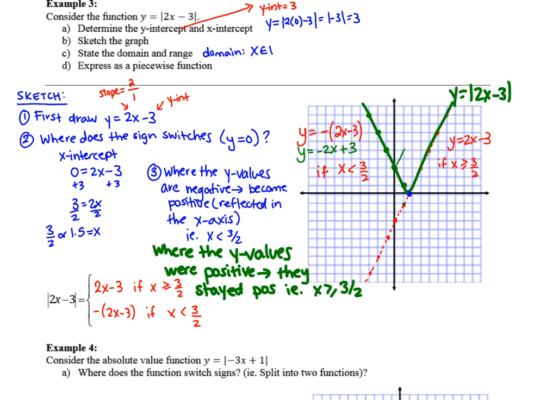X is an element of the real numbers. What's the range? Greater than or equal to 0. Okay? And pretty much, all the ones we study will have that domain and range. We'll always have that domain and range. And then we did piecewise. All right.